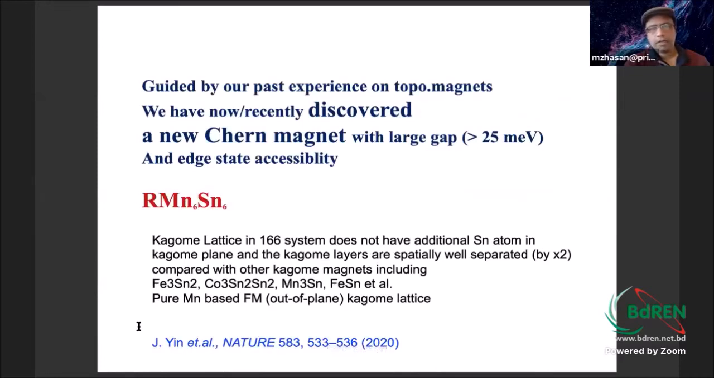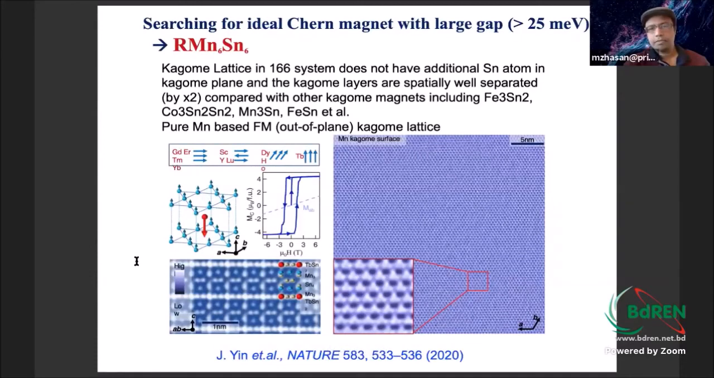And then around 2019, we finally discovered a compound where it meets all these requirements. So this compound has a topological gap larger than 25 millivolts. So it's in principle room temperature operable, and it has edge state accessibility. And not only that, you can tune at the rare earth site to do variant magnetism. It turns out that the terbium part is ideal because it's out of plane. So the Dirac Fermions are fully gapped by the magnetism. In these other cases, it's partial.